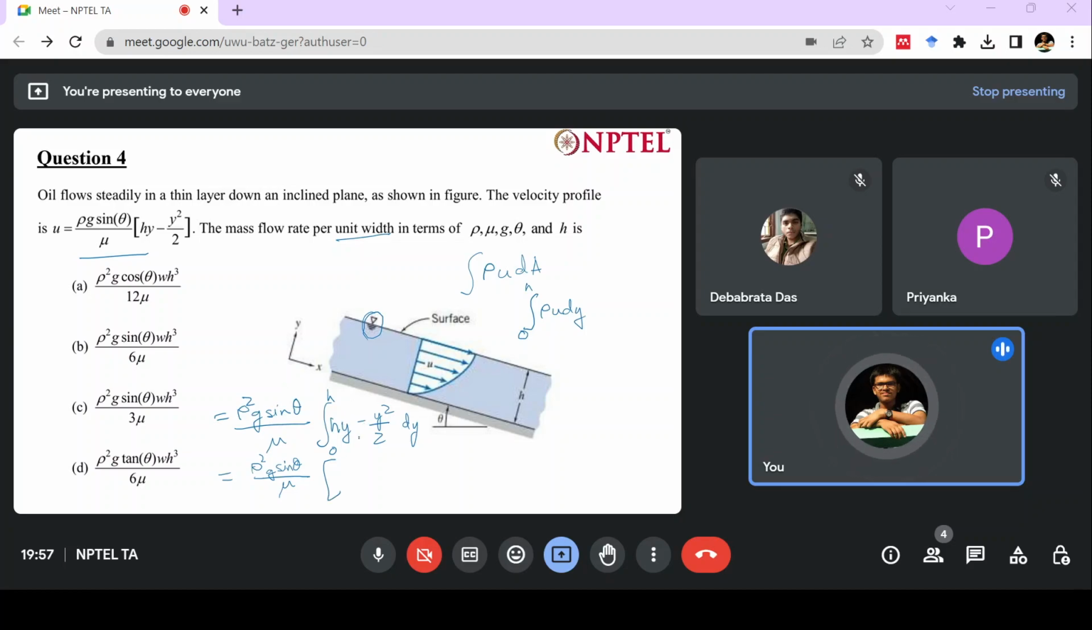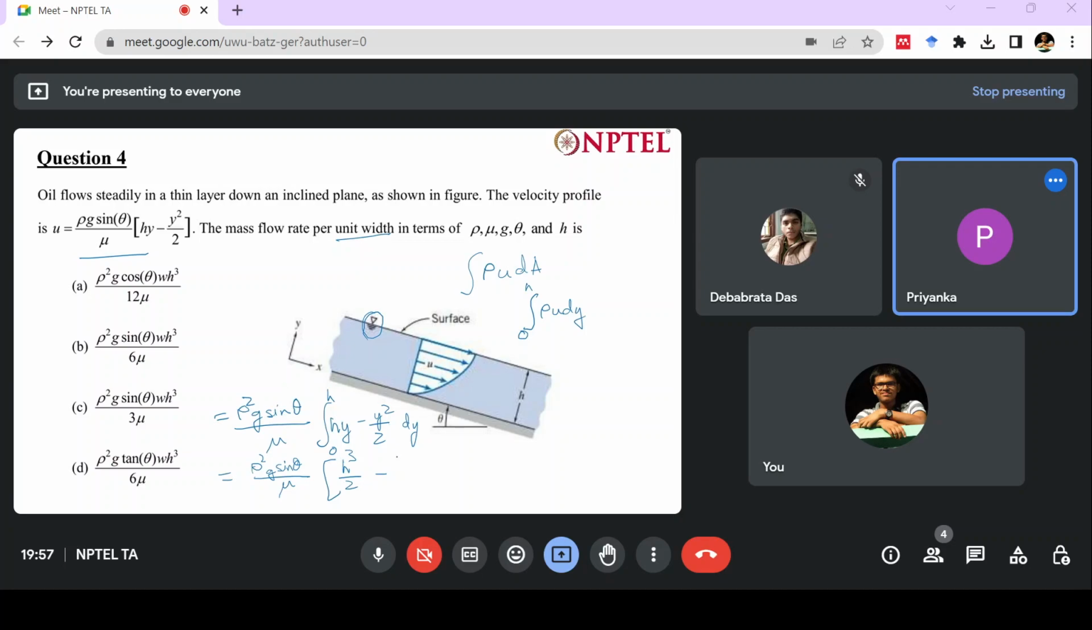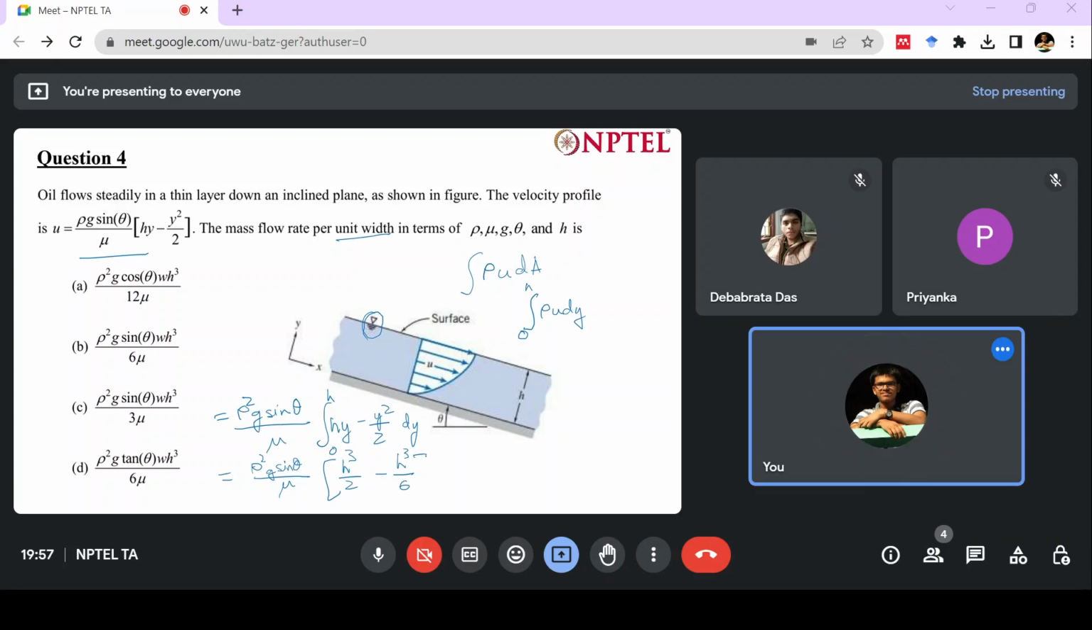So y dy is y square by 2. So, option C, sir? Yeah, tell me. Option C. So this is half minus 1 by 6, right? So this is 1 by 3. So option C is correct, 1 by 3. Sin theta, cos theta and tan theta, these are technically wrong. Theta will not be inside this interval.